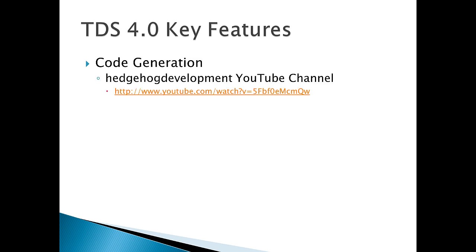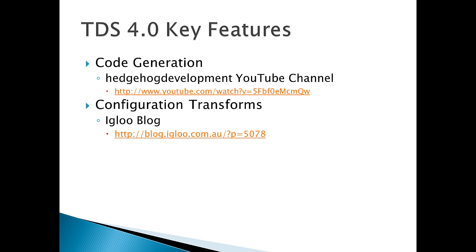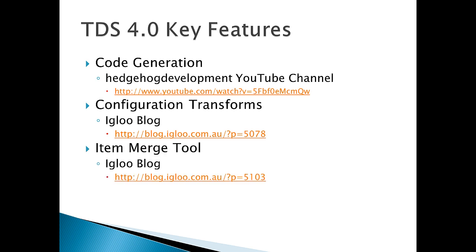So there are three main features in TDS 4.0. The first one being code generation. You can check out Hedgehog Development's YouTube channel for an example on how that's used. Configuration transforms, which you can check out on the Igloo blog. We blogged about that recently. And the other thing we blogged about was the item merge tool. And I'm about to show you a real world scenario about how that can be used.